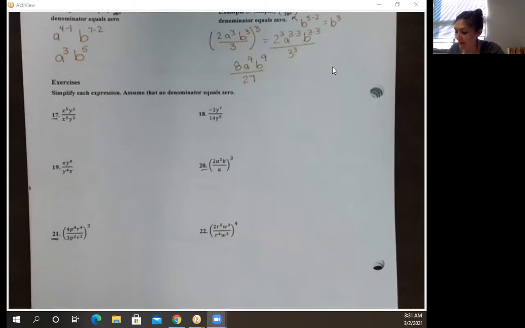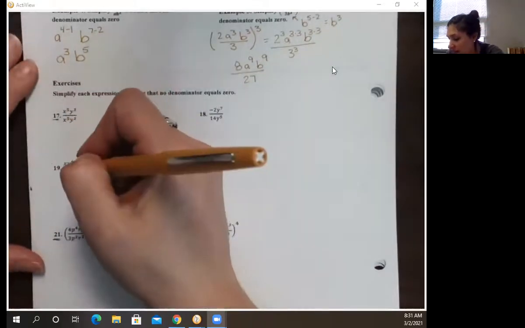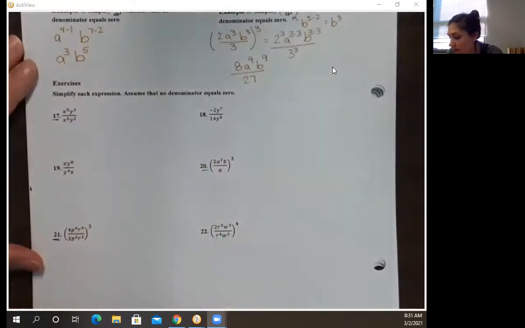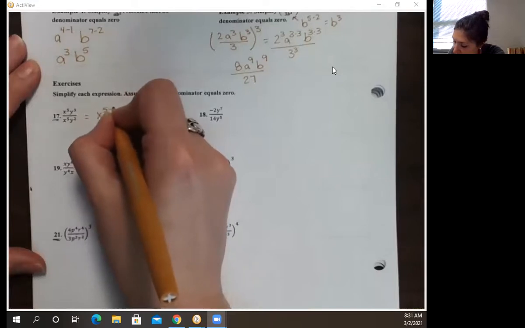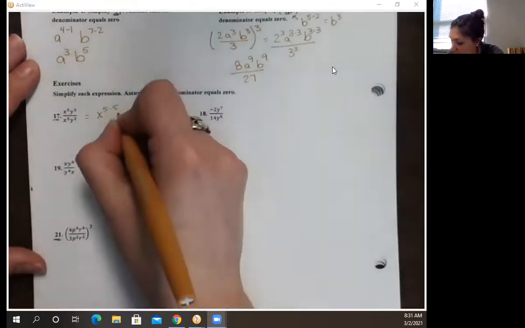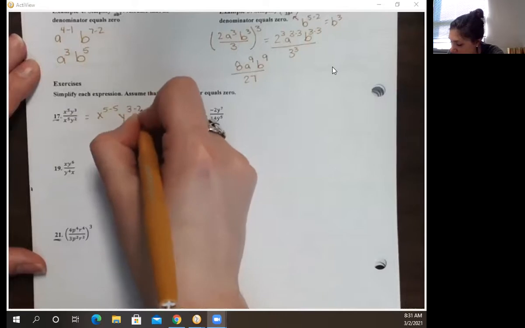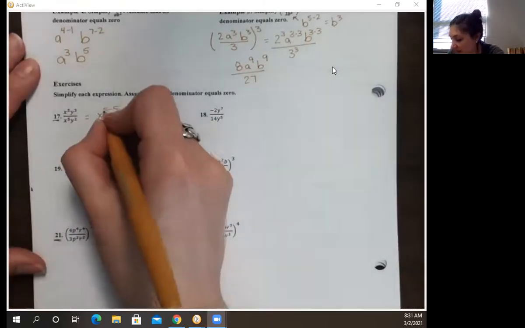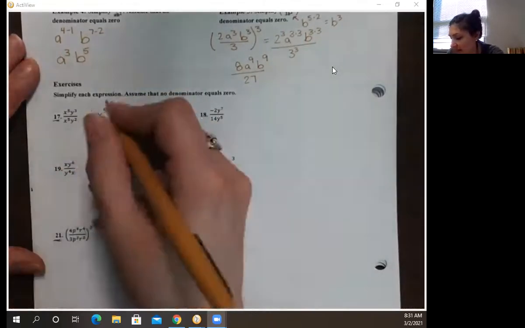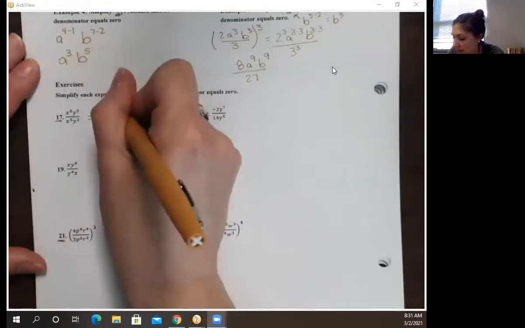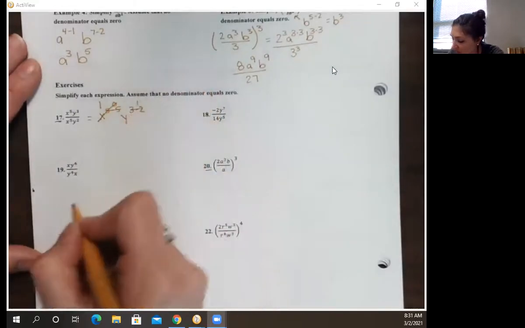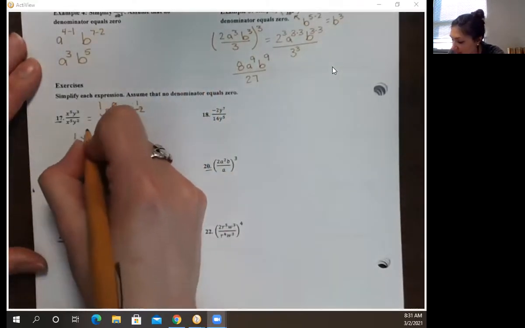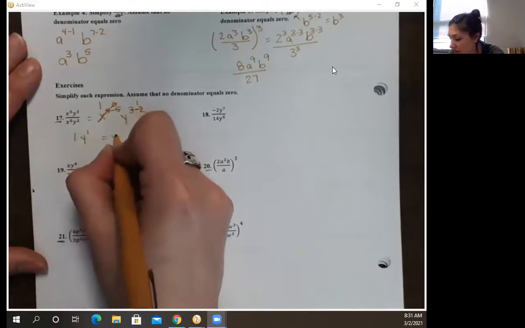Let's do a couple more examples here. We take a look at number 17. I've got x to the 5th on top and bottom, y cubed on top, and then y squared on bottom. So this would be x to the 5 minus 5, and then y to the 3 minus 2. 5 minus 5 is 0, and anything to the 0 power is just 1. So that's just 1. And then 3 minus 2 would be 1, so what I actually have is 1 times y to the 1st, or just plain old y.